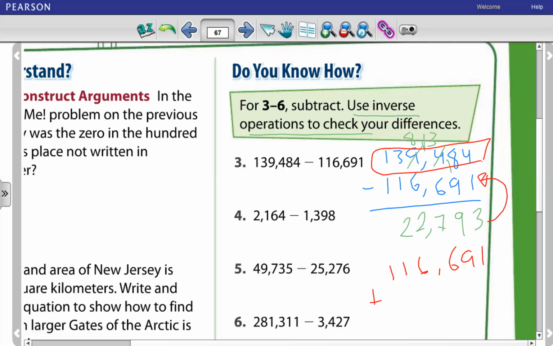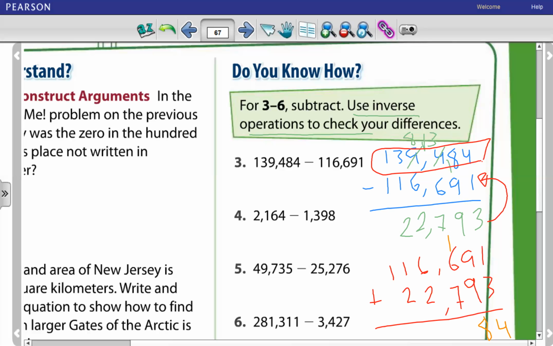22,793. I put the ones under the ones, the tens under the tens, the hundreds under the hundreds, thousands under the thousands, 10,000s under the 10,000s. Then I start to add. 1 plus 3 equals 4. 9 plus 9 equals 18. 8 here, 1 here. 1 plus 6 equals 7.